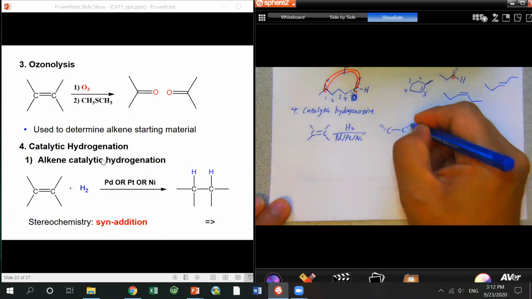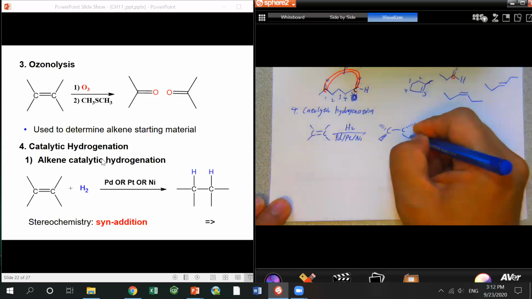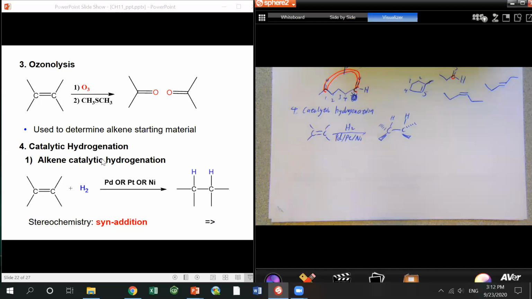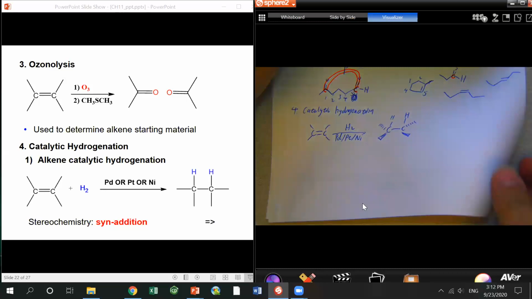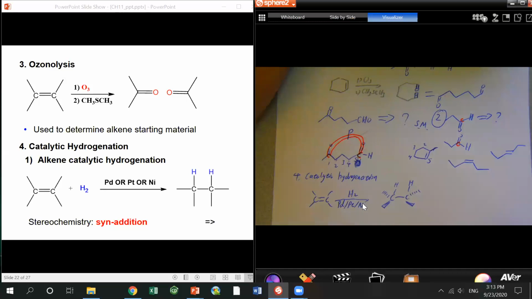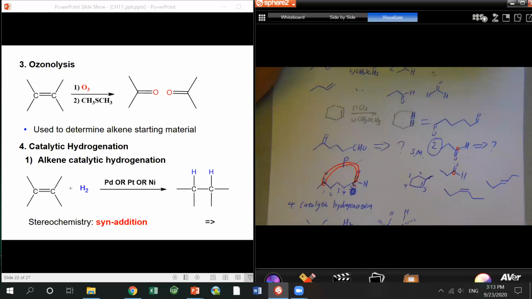Once the reaction is done, you generate the syn addition product, something like this. Certainly, you can put the hydrogen underneath, that's what's shown here. Can you show the starting material? Someone else wants to draw this one?